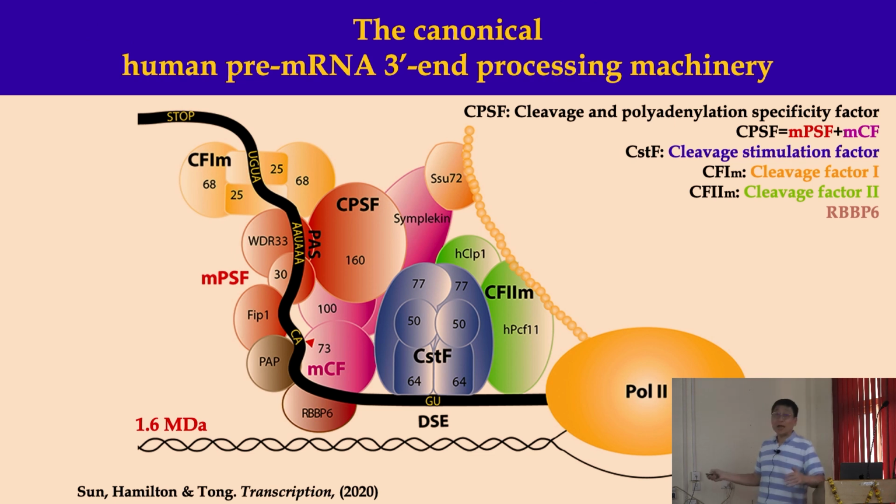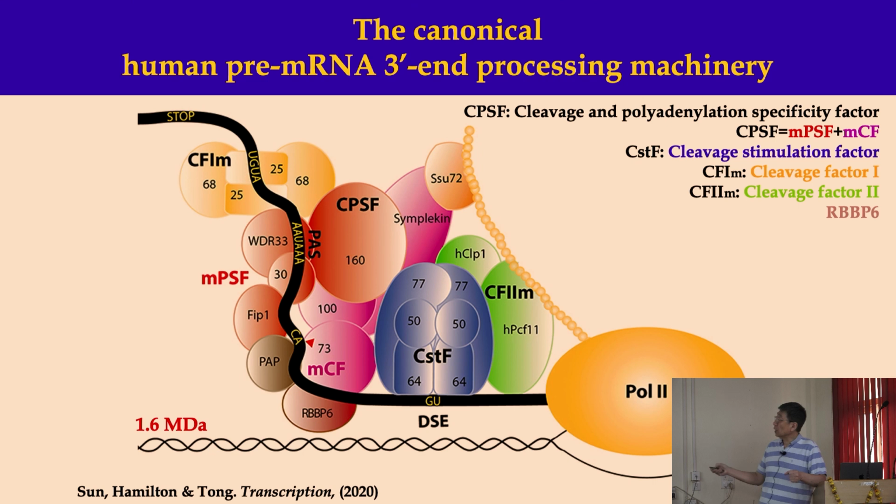So let me back up a little bit more. Here's the DNA template. Here's RNA polymerase 2 transcribing the DNA into pre-mRNA, which is the big black thing here. Here's the stop codon of the mRNA. This is the 3' UTR, untranslated region, typically. And then how is this cleavage defined?